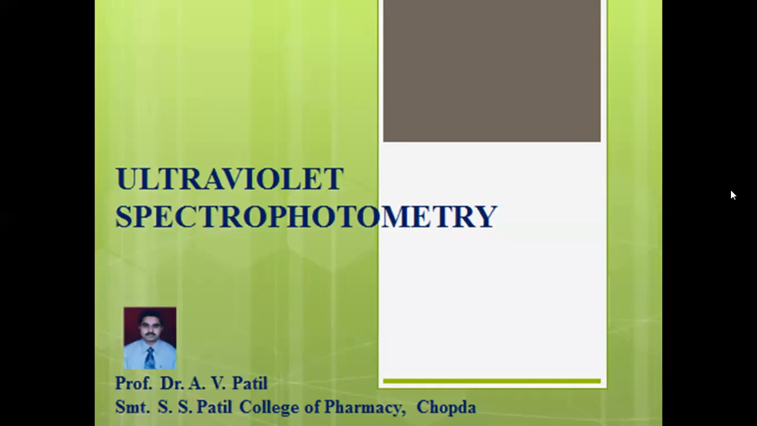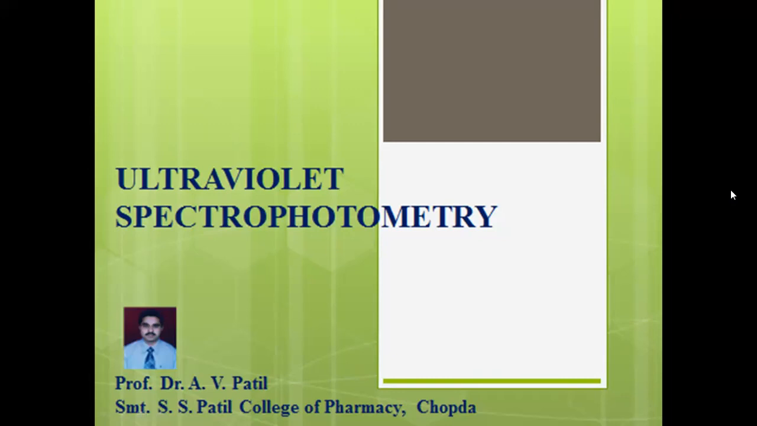Now the next important aspect is the instrumentation of the ultraviolet spectrophotometer. What are the different components involved in the designing of the instrumentation? What is the importance of each individual component? What is the function of each individual component? What are the specifications required? So starting from the radiation source up to the recorder, various components are involved in the detection of the compound, both for qualitative as well as quantitative analysis.